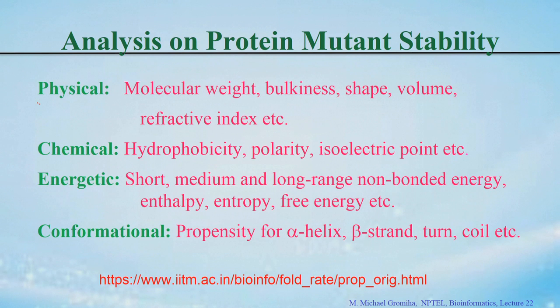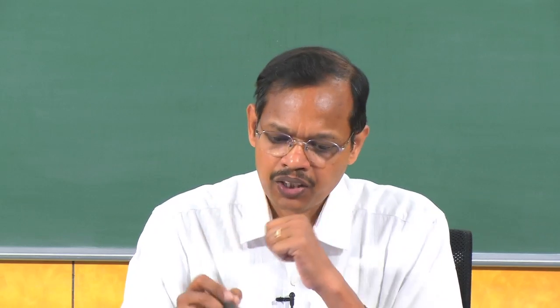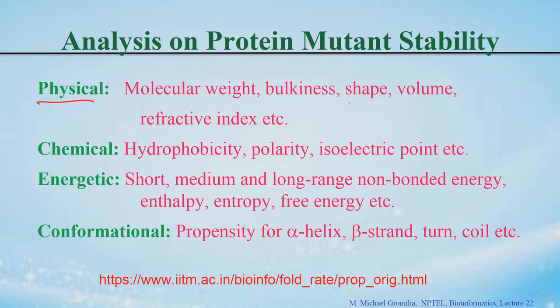For example, size. There are several physical properties. For example, molecular weight. In this case, you can see the glycine has less weight than the other residues, and you can see the bulkiness. There are some residues which are very bulky compared to other residues, some of them loose and some of them very bulky, and you get the shape and the volume, refractive index and so on. There are many properties you can deal with for the physical behavior. There are several chemical properties, for example, hydrophobicity and polarity, isoelectric point.